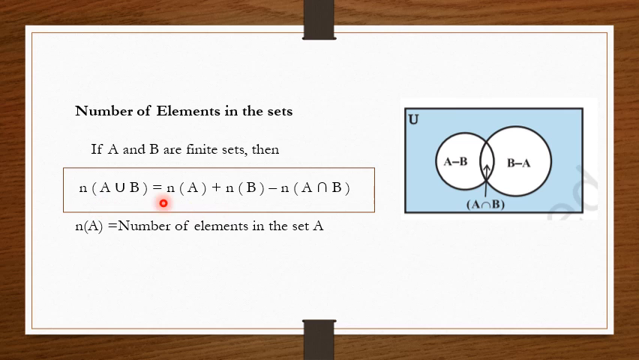Then the formula gives that n(A union B) equals n(A) plus n(B) minus n(A intersection B). That is, if we have the number of elements in A, the number of elements in B, and the number of elements in A intersection B, then we can calculate the number of elements in A union B. So, this is a very important formula to find the number of elements in a set. This is the Venn diagram.